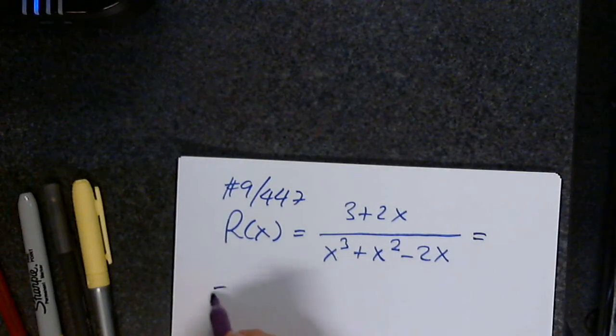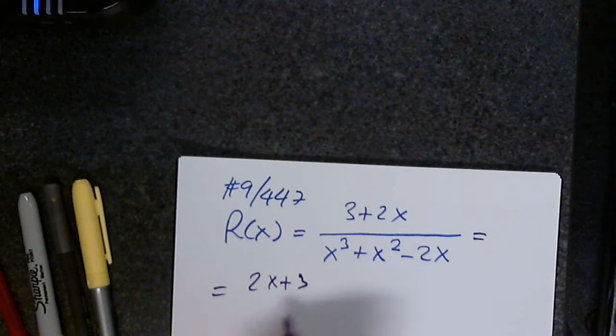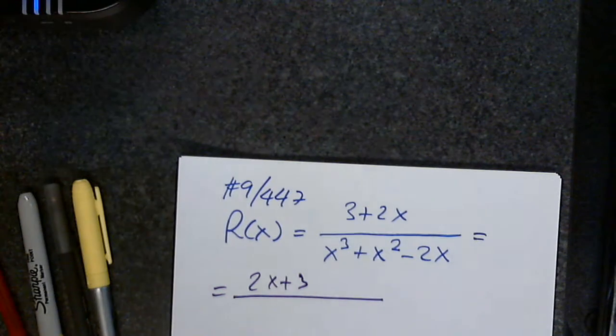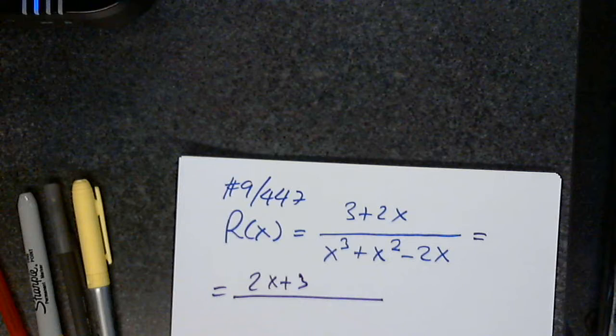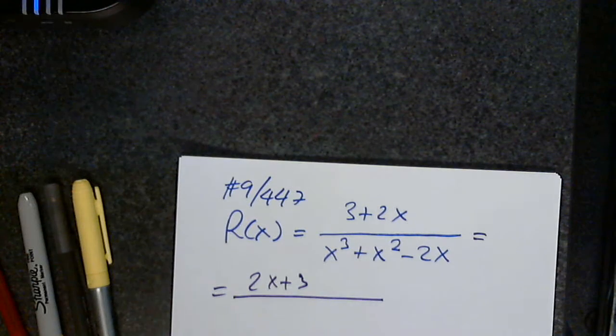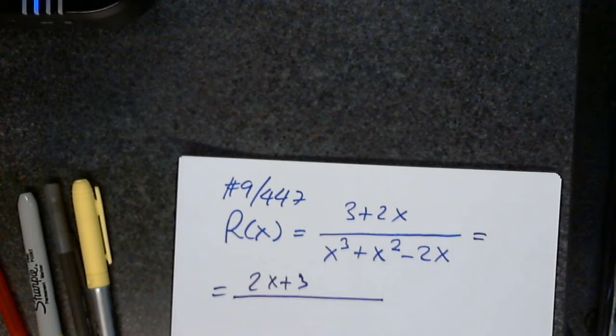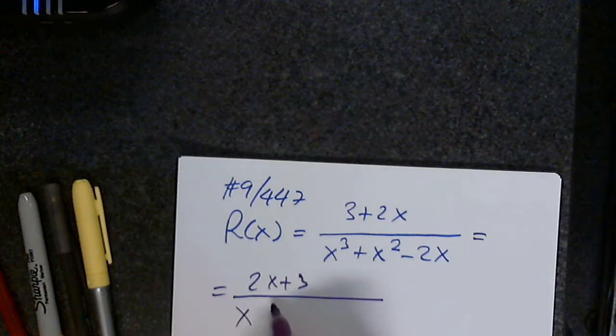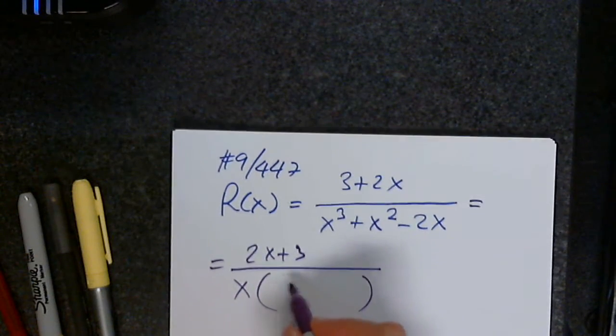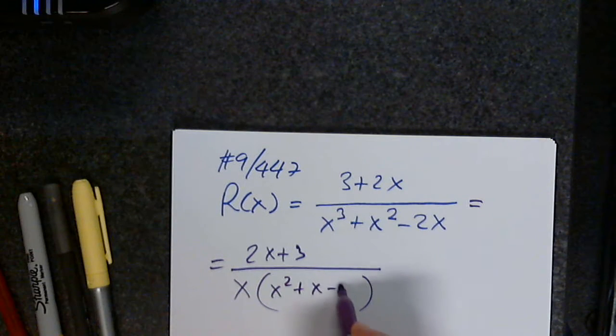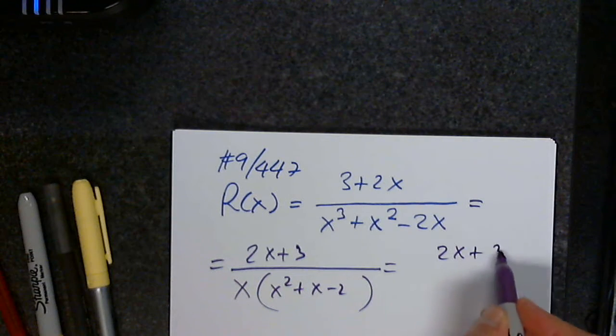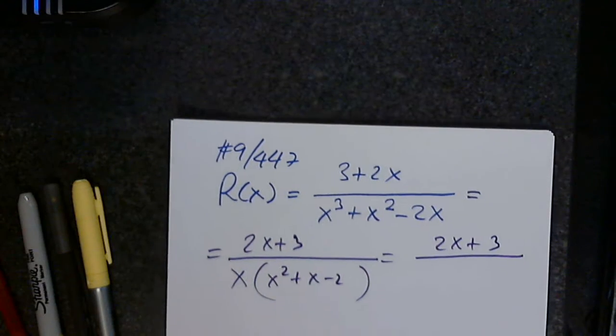What can I do? I will rearrange the top in descending order. But what will I do with the denominator? It's a trinomial. It's in descending order. Greatest common factor? X. Good. And then what is left in parentheses would be x squared plus x minus 2. So then 2x plus 3 over x times that.